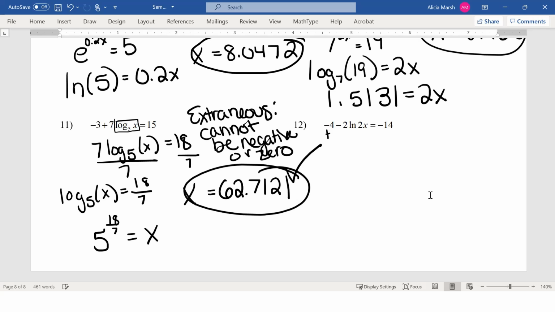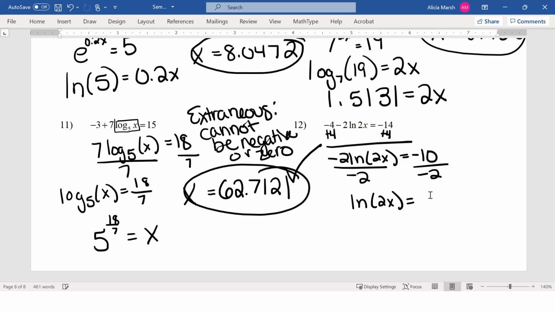Let's try the last problem. So I'm going to add 4. I get negative 2 ln of 2x is equal to negative 10. Divide by negative 2, because I'm just getting that natural log alone. Now, stuck in natural log, let's go to exponential. And you're probably like, Marsh, what's the base on an ln? Well, it's definitely an e. Remember, natural log and e are connected. So I'm going to convert. I'm going to get e to the 5th is equal to 2x.